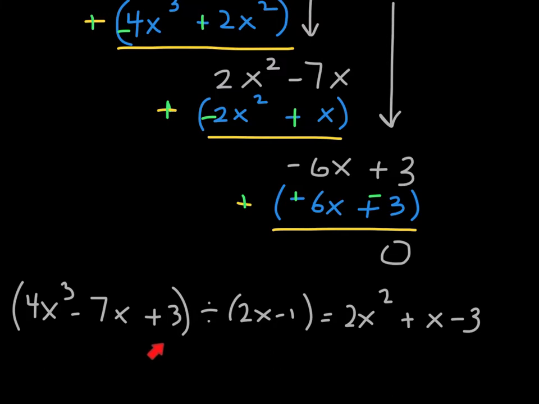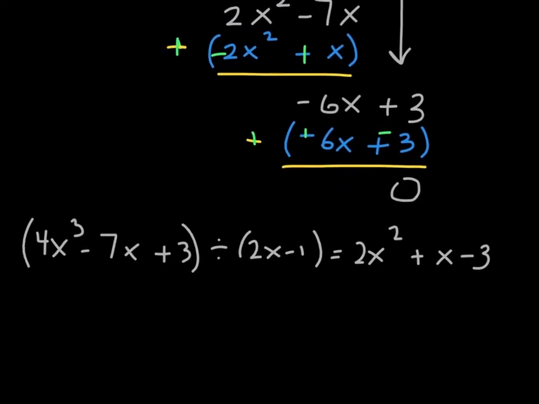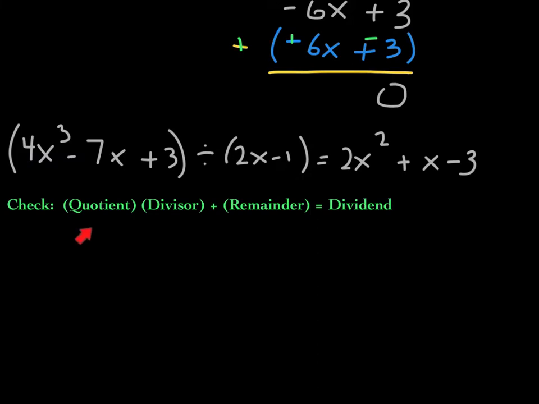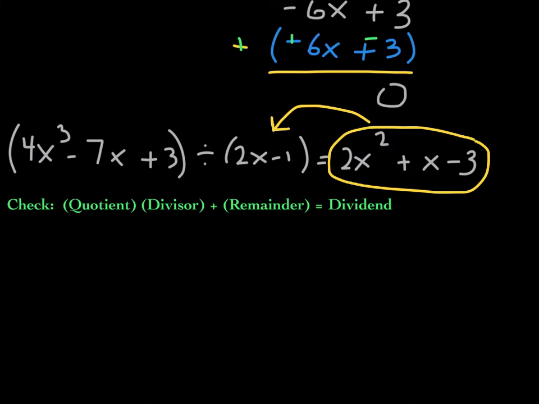This is your dividend, this is your divisor, this is your quotient. Do you know that you can check division by using multiplication? The way you check, and you can do this for each problem, including the one that we just did right before this one, you take your quotient, you multiply it by your divisor, then add your remainder, and this should give you the original dividend back. In other words, you'd be going in this direction. This quotient times this divisor plus your remainder, in this case 0, should give you your dividend.